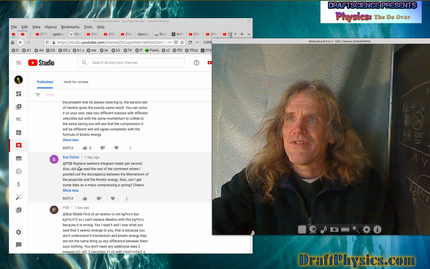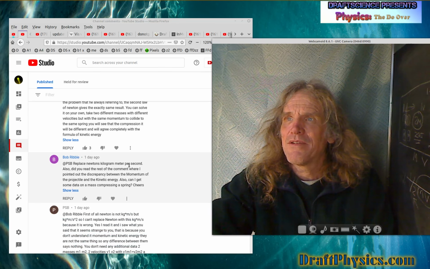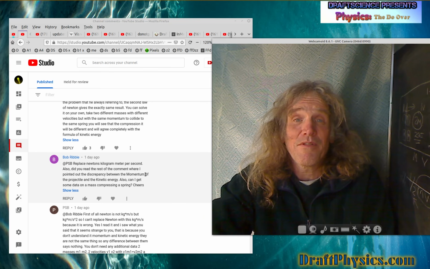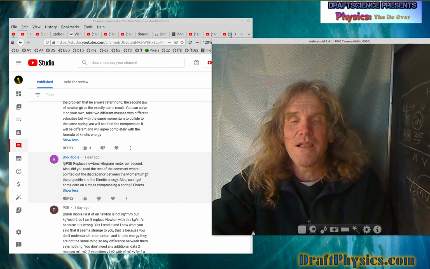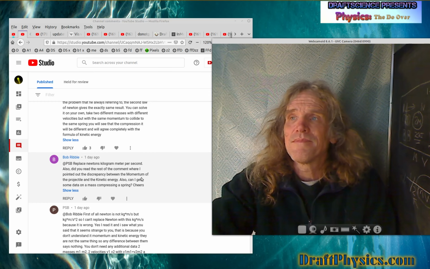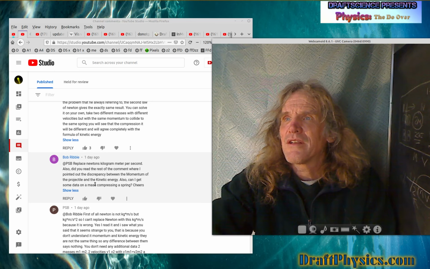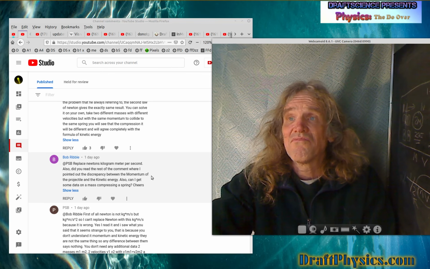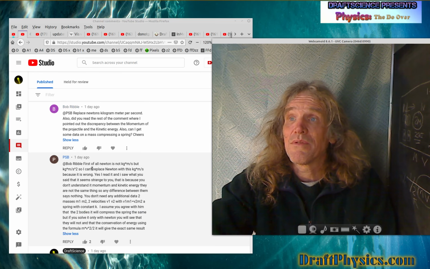So Bob says, replace Newton's kilogram meter per second. Also, did you read the rest of the comment where I pointed out the discrepancy between momentum? You should have just said what the momentum of the bullet is. Okay, I mean, it's some number. Just say what the momentum is, okay, of the projectile and the kinetic energy. Also, I can get some data on mass compressing a spring. Cheers. I don't know what that exactly means.